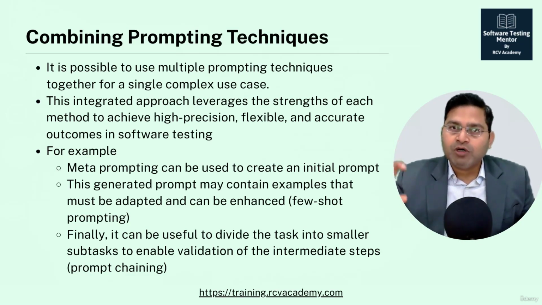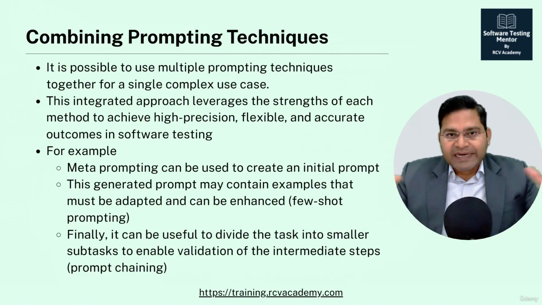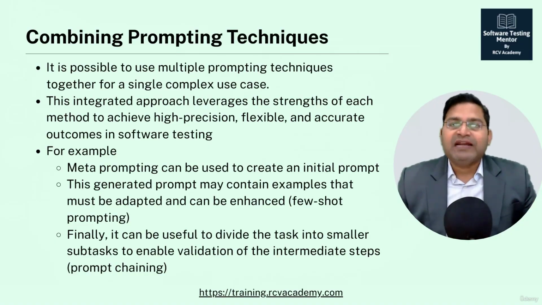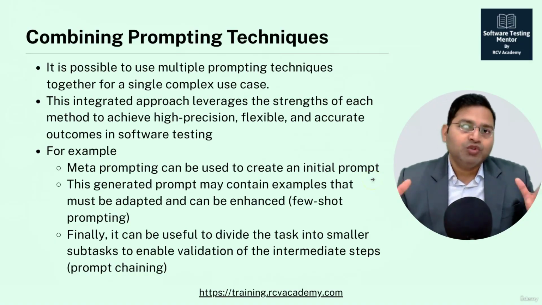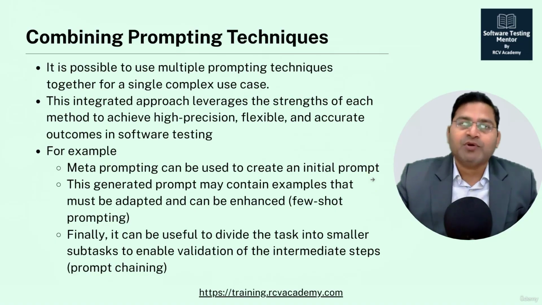With the meta prompt, you got a test plan. Now in the test plan, you want something else, so you use few shot prompting. Then you use prompt chaining to get more granular detail in a particular section of the test plan. So combining these prompting techniques to reach a full-fledged test plan or test strategy, that is what you will be doing in your project, not sticking to a single prompting technique.